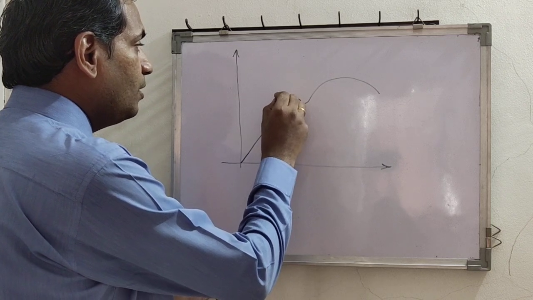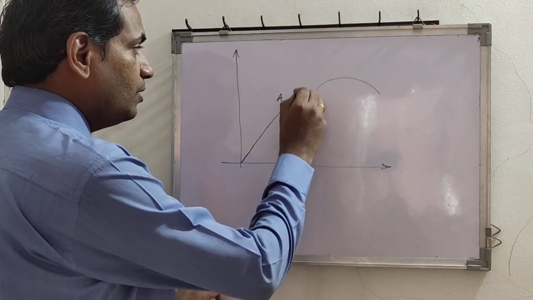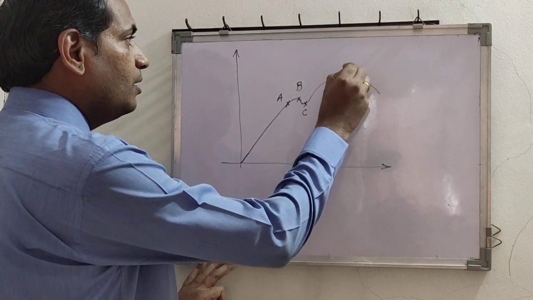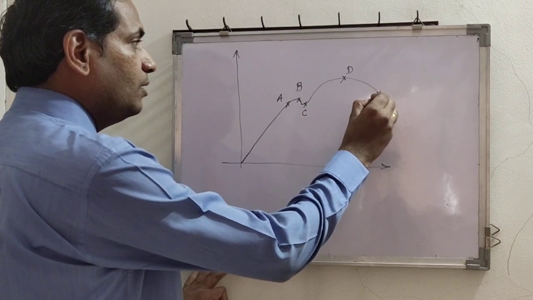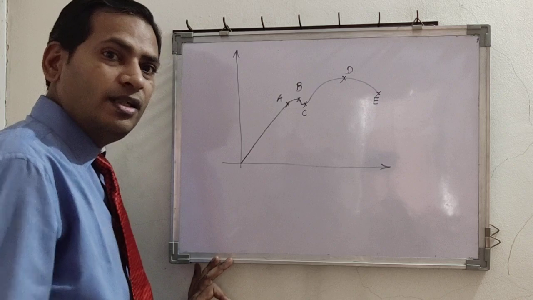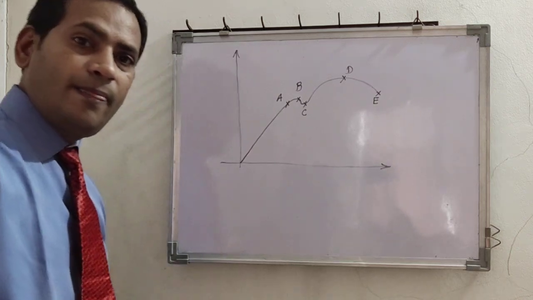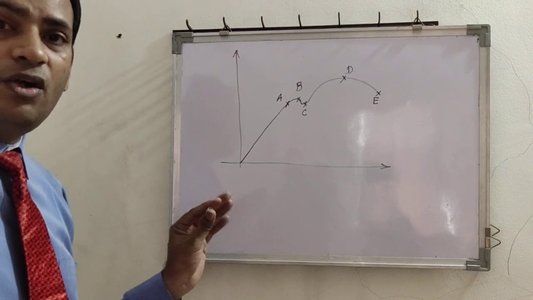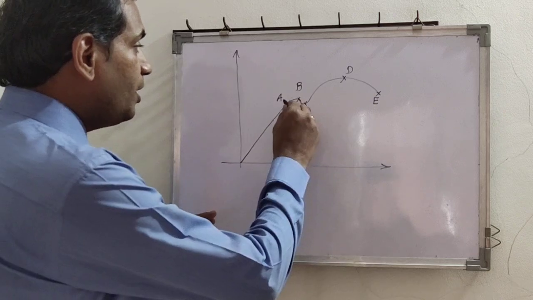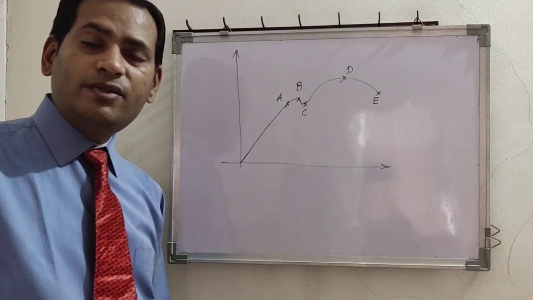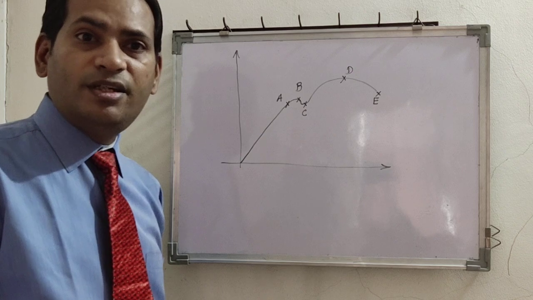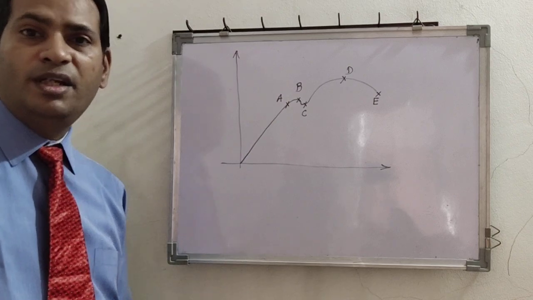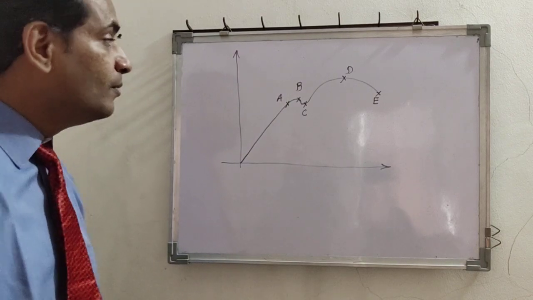This is point A, then this is B, then this is point C, then D, and last point is E. Now what is A point? A point is the limit for elastic behavior of material. It means up to point A, material behaves as a perfectly elastic material. It means if you remove the loading on the material, it will regain its original shape and size.